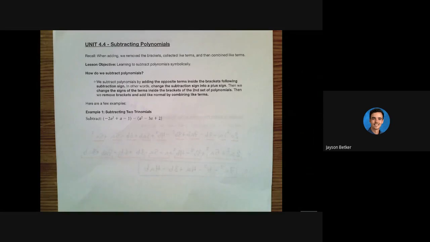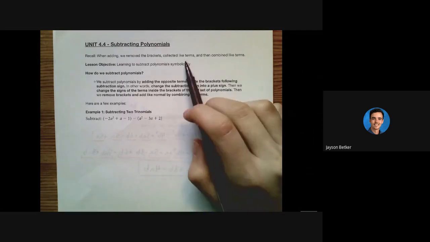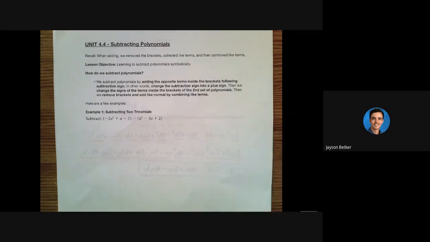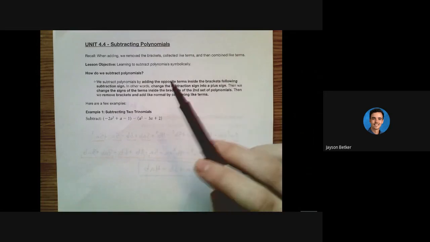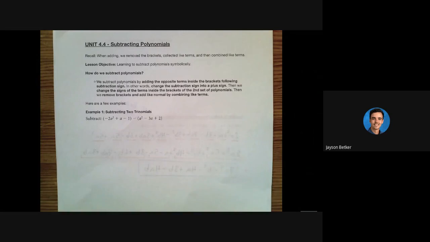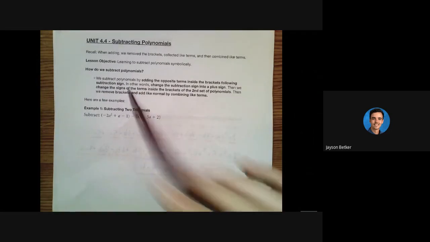When adding, we removed the brackets, collected the like terms, combined the like terms, and then added up the coefficients. So we're going to do the same thing here, but we're going to subtract instead of adding. So how do we subtract polynomials?